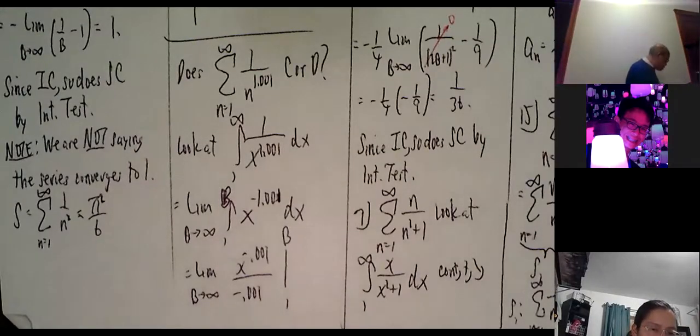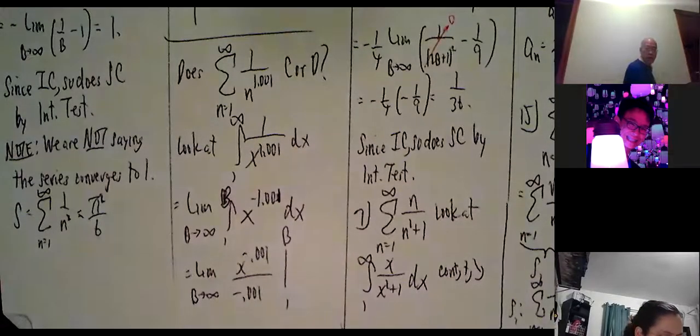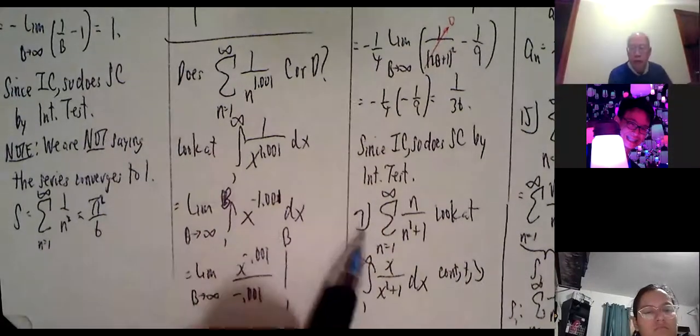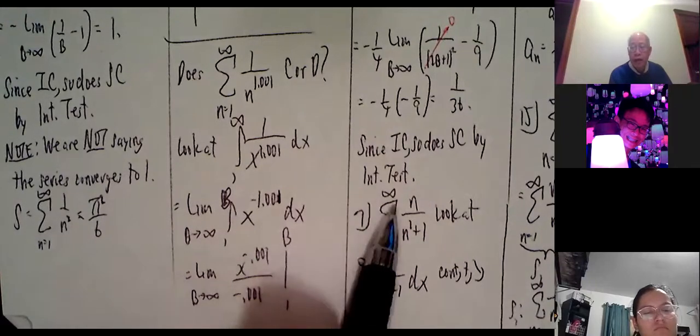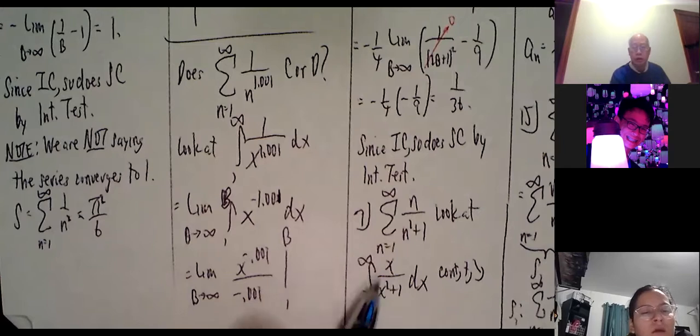Okay, 7. And let's see, it looks like our number 7s do match, so that's nice. Okay, summation n equals 1 to infinity, n over n squared plus 1. So look at the corresponding integral. All you do is just change n to x. That's just the way you do.